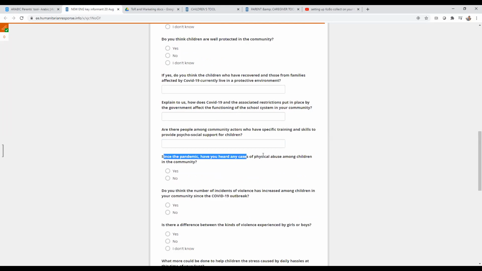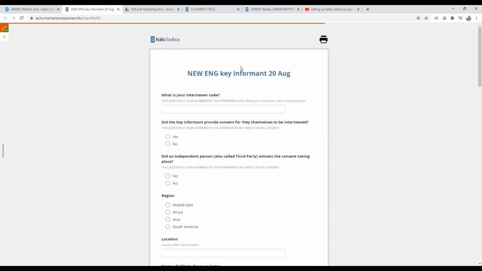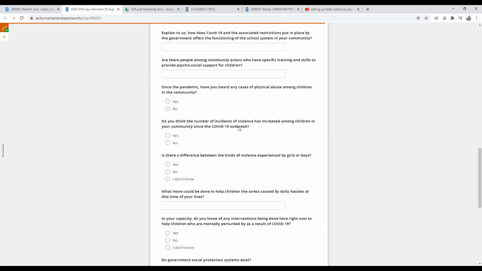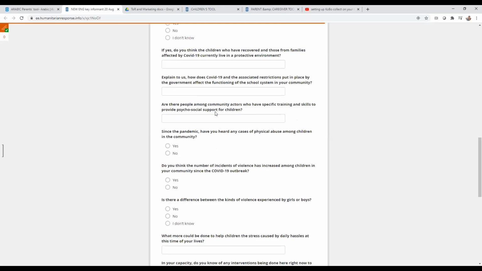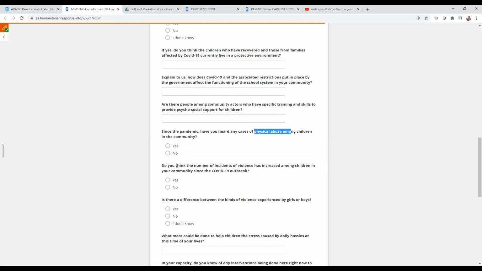Since the pandemic, have you heard of any cases of physical abuse? So here we're thinking maybe there is more physical abuse. And remember, we're asking the key informants here, we're not asking the parents. So in this case, we want to know if the physical abuse is increasing. Yes or no? Do you think the incidence of violence has increased?